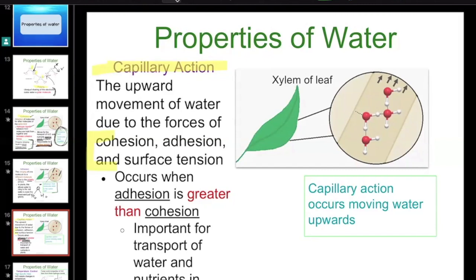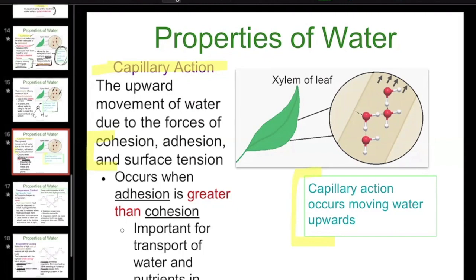It occurs when the adhesion is greater than cohesion, and it's very, very important to the transport of water and nutrients in the plants. This is showing you the capillary action moving water upwards through the xylem. So it's really just taking all of those forces, the polarity, the hydrogen bonding, the cohesion, adhesion, and the surface tension all together, and we call it capillary action.